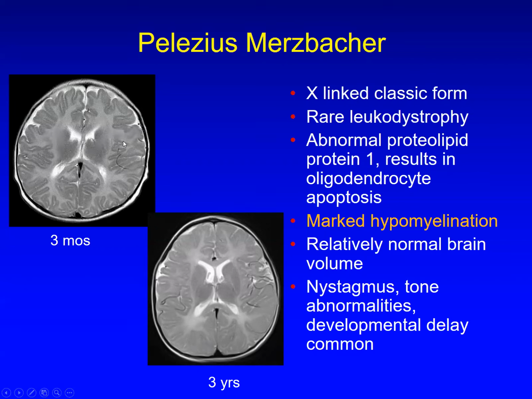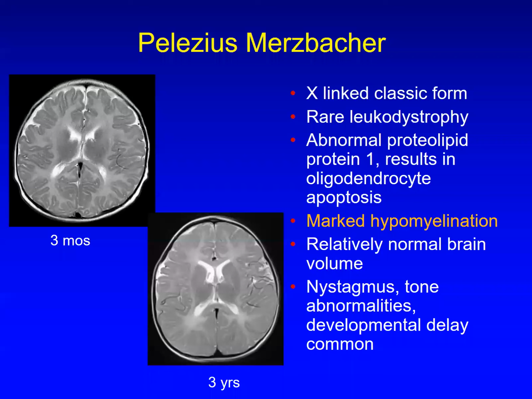Imaging-wise, marked hypomyelination is really the salient feature of these patients. So they may be 3 years of age, 5 years of age, and they basically look like a neonate. There might be a little bit in the posterior limb of the internal capsule, a little bit in the corpus callosum, but otherwise look very much like a newborn patient.